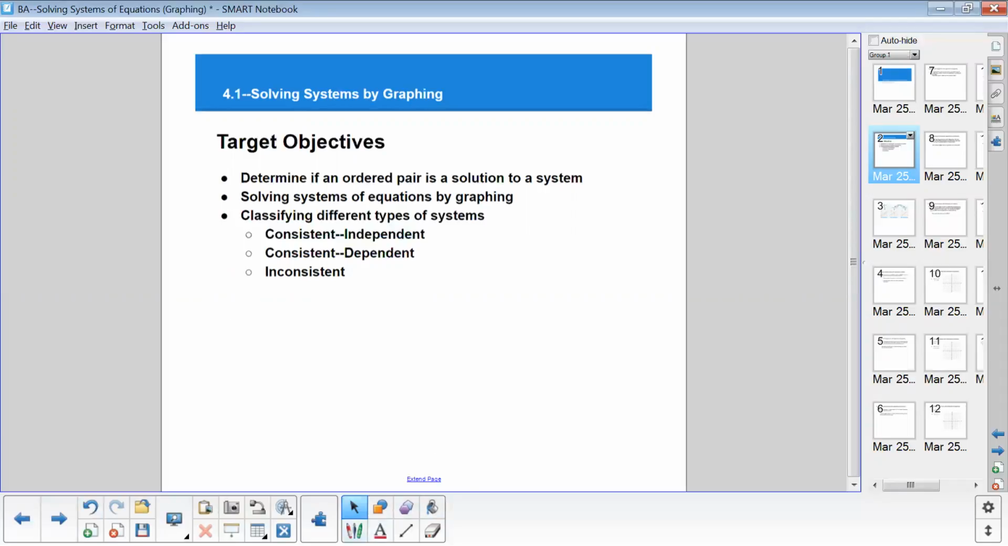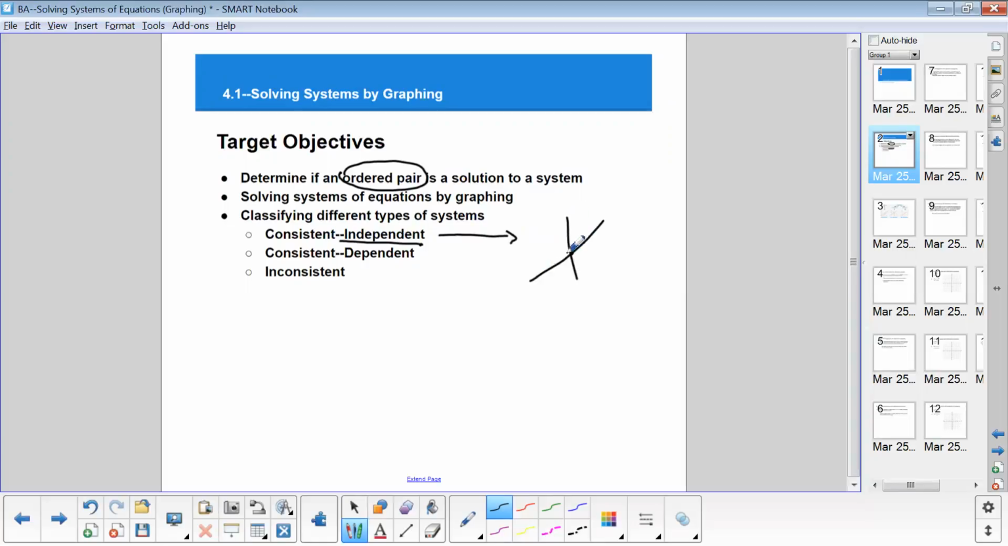When you're looking for solutions to a system, you're looking for where they intersect. And if they intersect, then we would say that they are consistent equations, independent of one another. So this example would mean the two lines intersect. A consistent dependent system is where you would see the same line right on top of one another.